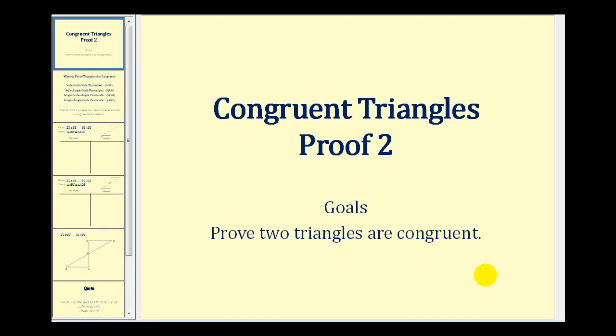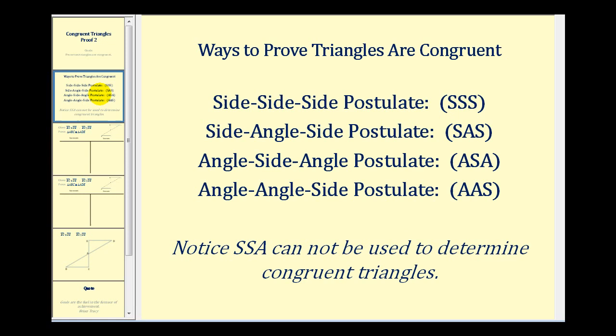Welcome to a second example of proving two triangles are congruent. A quick review of the ways to prove triangles are congruent: we have side, side, side; side, angle, side; angle, side, angle; and angle, angle, side. Remember, we cannot use side, side, angle or angle, angle, angle to prove two triangles are congruent.